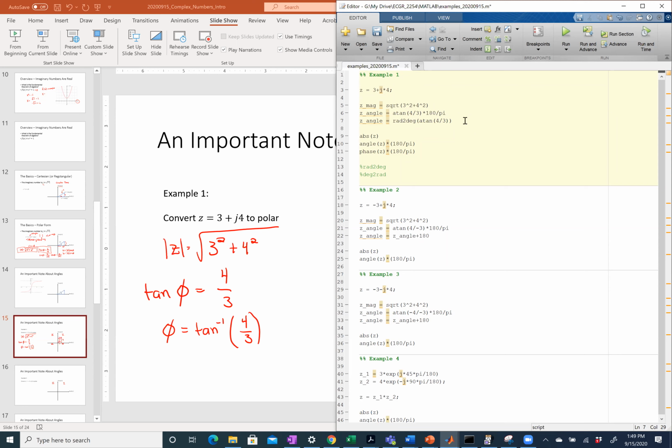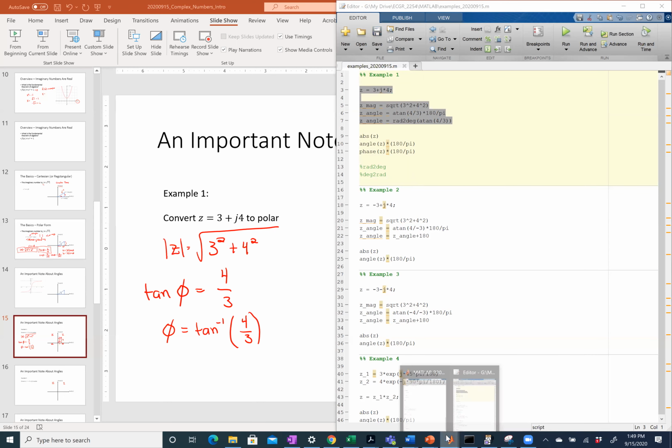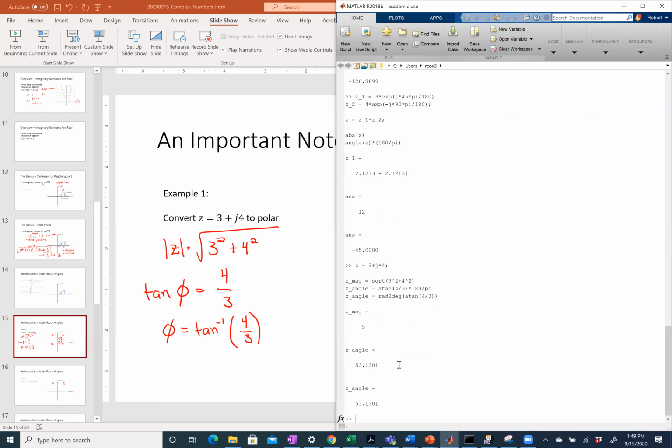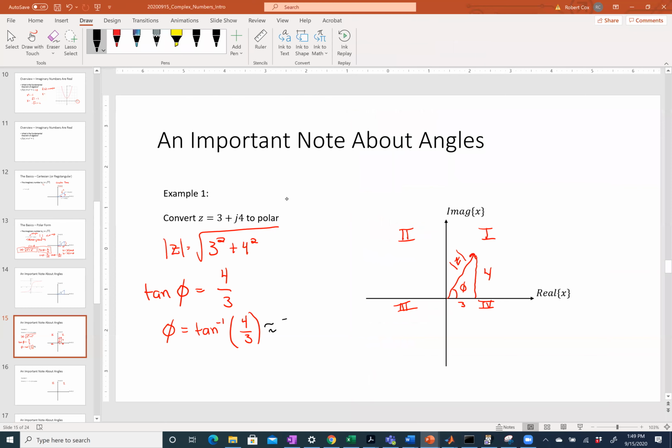Now, if I wanted to check my answer, I could right click, evaluate, and boom, it gives me my answer. It tells me that the angle here is about 53 degrees and the magnitude is 5. So that problem's relatively simple.